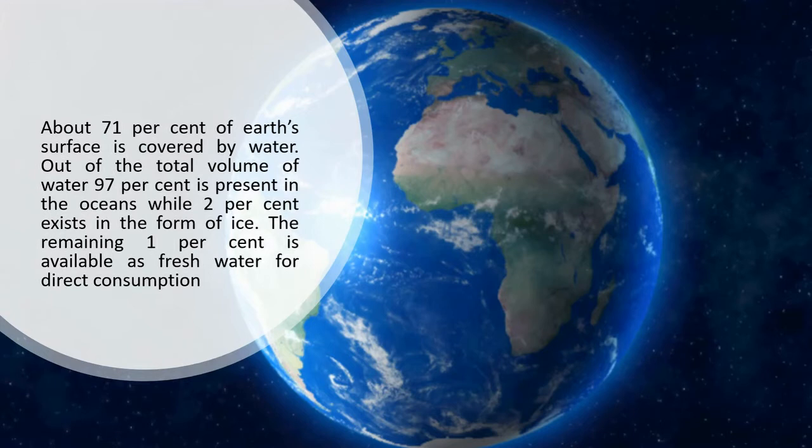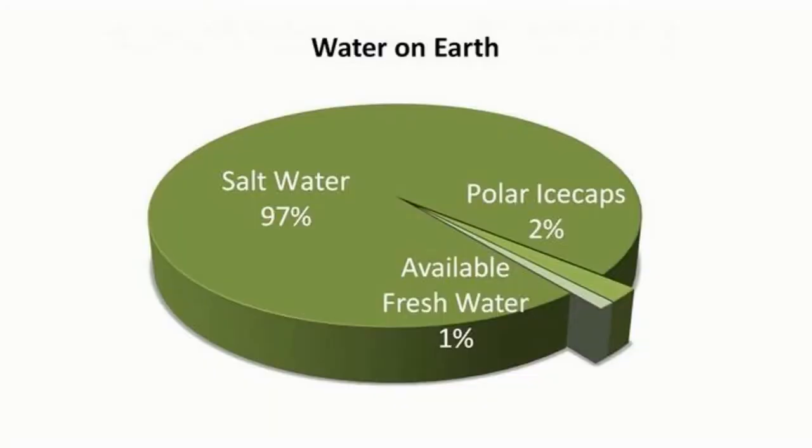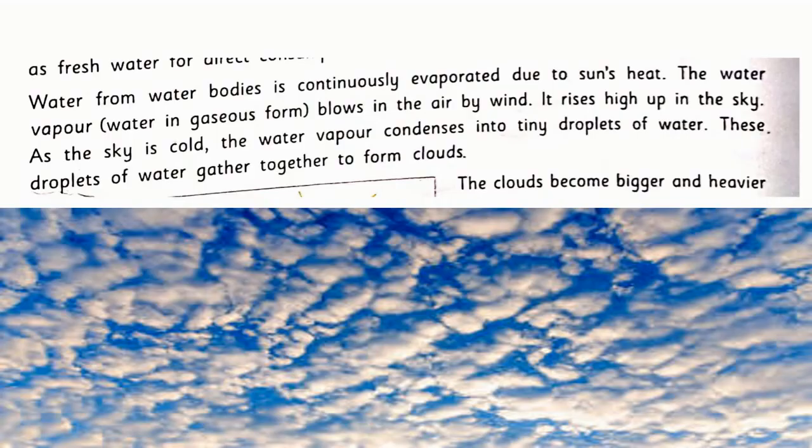I can also show you how much water is present on the earth with the diagram. Look at the diagram. Now, water from water bodies. Water bodies may be lake, river, pond, ocean. In all these water bodies, water is continuously evaporating. Evaporating means it is becoming warm and taking the form of gas and going up and becoming clouds. Why is it happening? Because of the sun's heat.